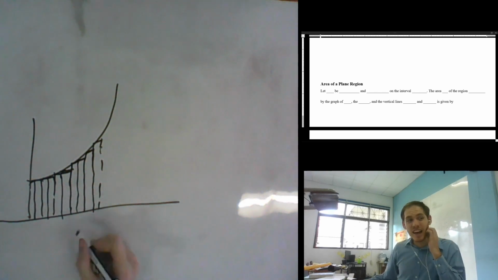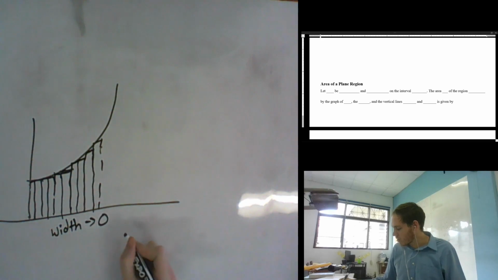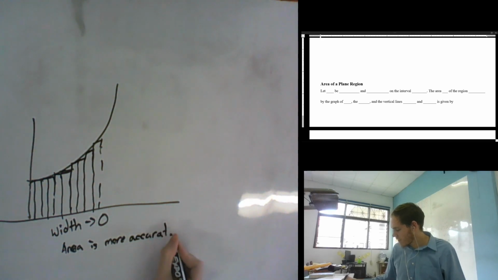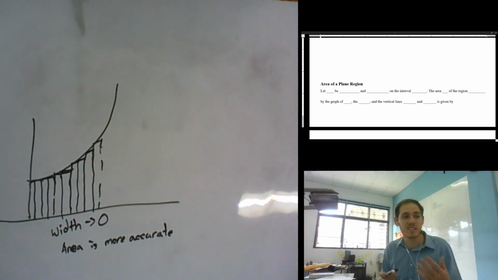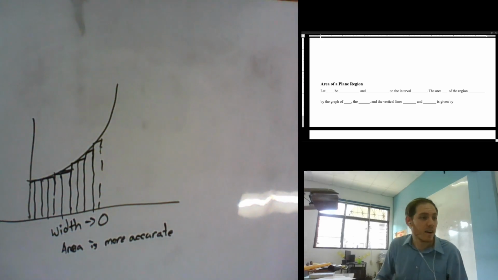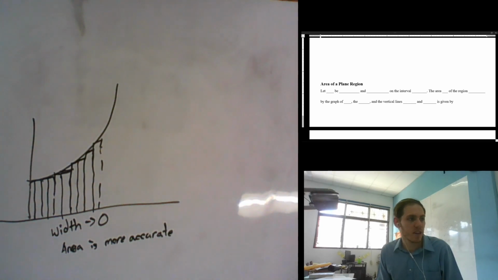And what we learned is that as our width gets smaller, as width approaches 0, our area is more accurate. Okay, sorry I wrote it so small. But basically, as width approaches 0, area is getting more accurate. And there's actually a formula to this. But first, let's write the definitions.